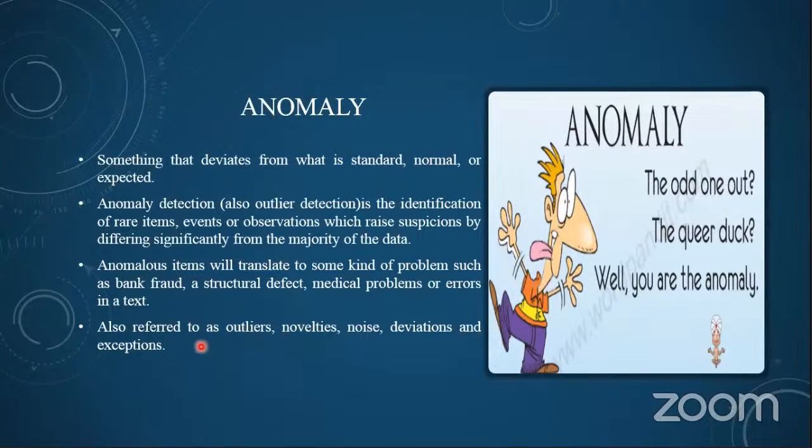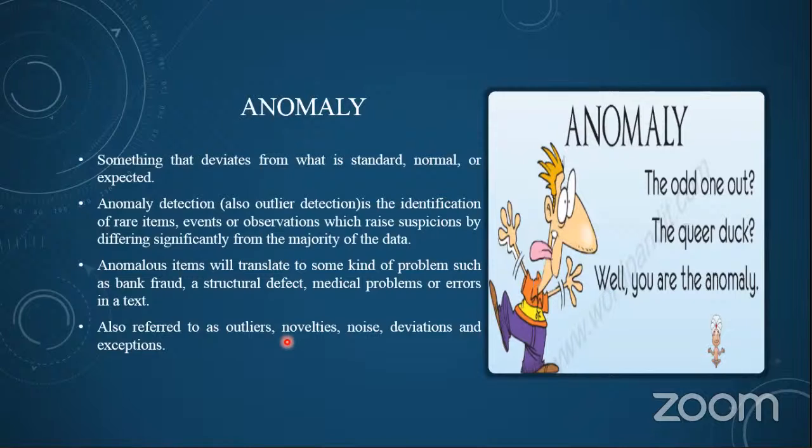Anomalies are sometimes also called outliers, novelties, noise, deviations, and exceptions. Basically, these terms are used based on the application. If we are dealing with IT infrastructure, or if there are some data points and one particular data point is not linked or not at all correlated to the other data points, we can call that an outlier data point. Basically, we will be looking into these outliers today.